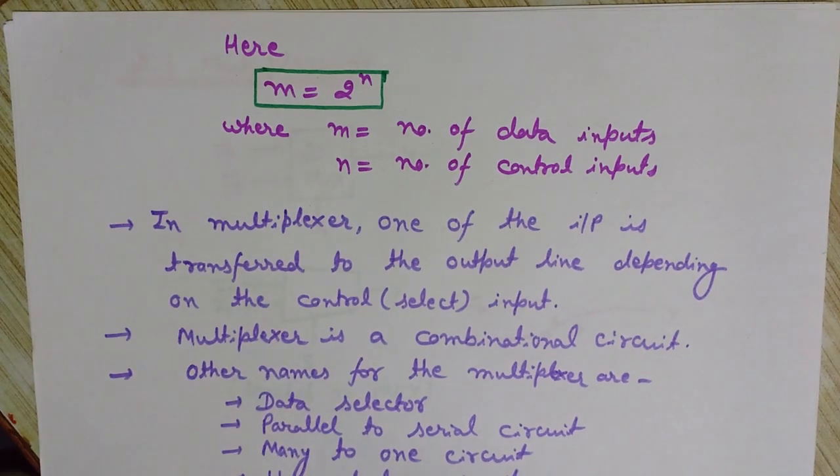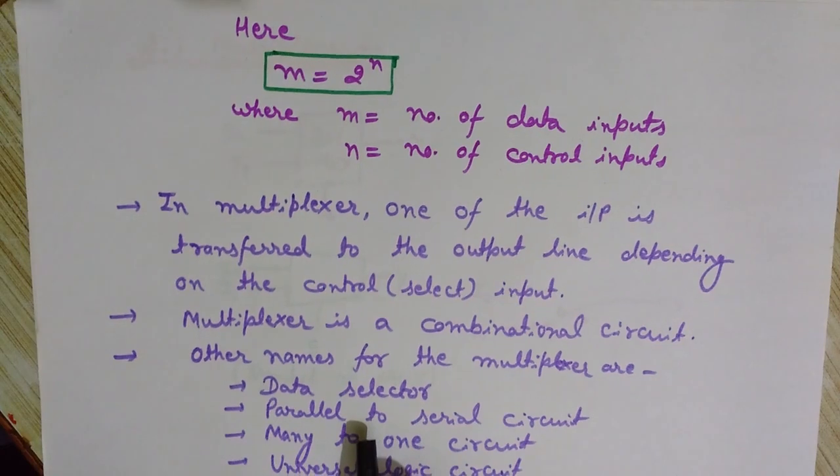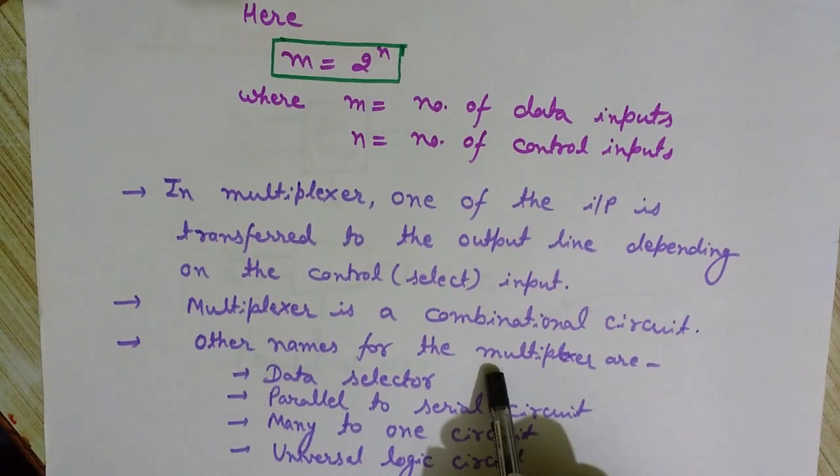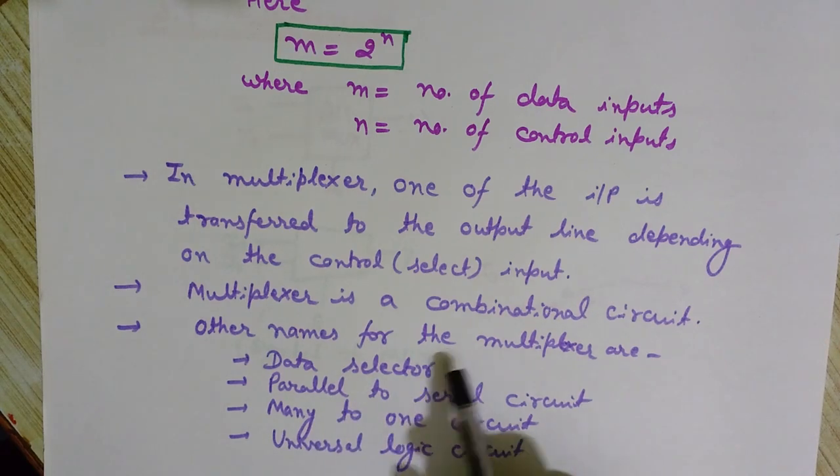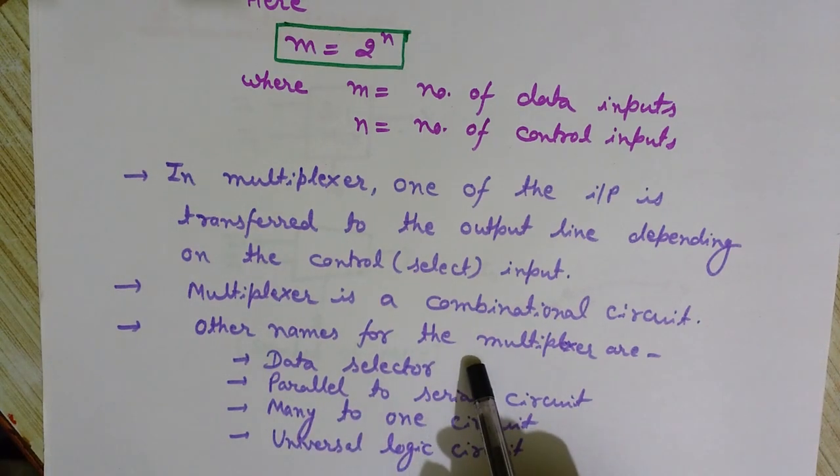It is a combinational circuit. This multiplexer is a combinational circuit. Combinational circuit means it does not contain any memory. Memory circuits are flip-flops, registers, etc. But this does not contain any kind of memory. So it is just a combinational circuit. And there are other names of multiplexer also. It is known by other names, like data selector, as it selects the data, what input is going to appear on the output side.